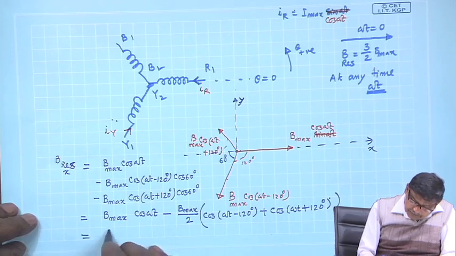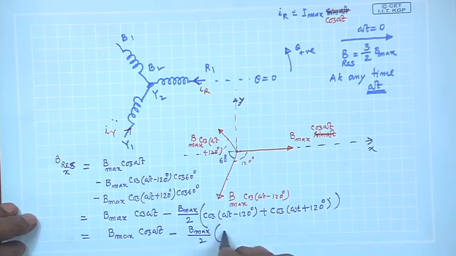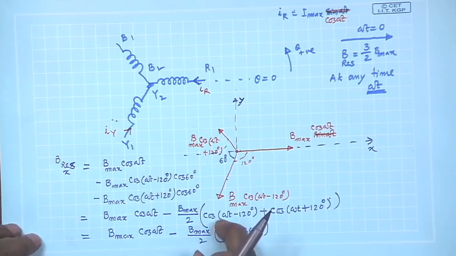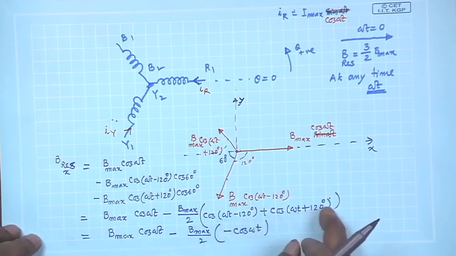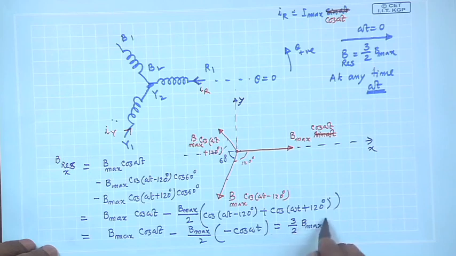And this I can simplify in an intelligent way, is this, that this is B max by 2 and this one must be minus cosine omega t, because sum of cosine omega t plus cosine omega t minus 120 plus cosine omega t plus 120 is 0, that result is known. So, sum of these two is nothing but negative of this, and which simply becomes 3 by 2 B max cosine omega t.